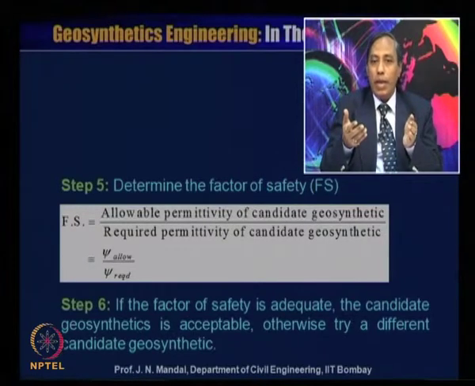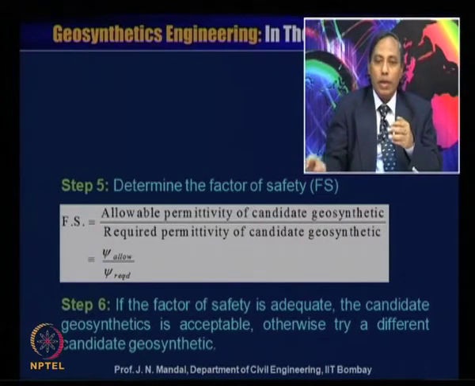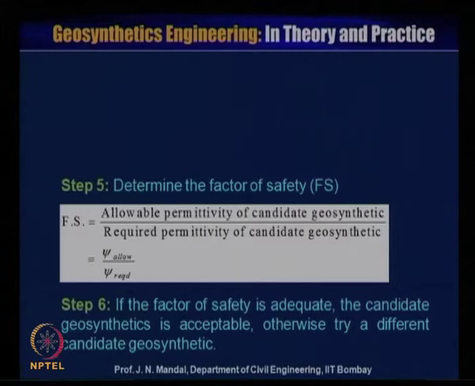Step 6, if the factor of safety is adequate, the candidate geosynthetics is acceptable. Otherwise, you try a different candidate geosynthetics material. So sometimes if one layer of geosynthetics is not sufficient, you have to provide 2 layers, 3 layers, 4 layers. So instead of that, you can go for the geocomposite material, geonet material, instead of the number of layers of the single geosynthetics material.